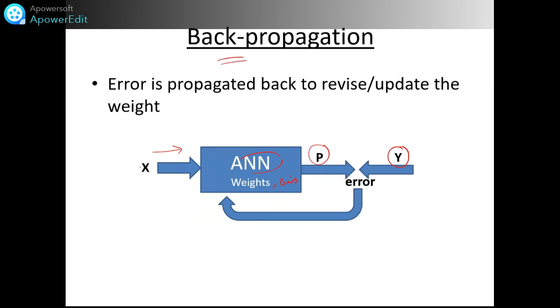Here you can see we apply this X over the artificial neural network model, and inside there is nothing, only weights and bias to train and learn. We get the output as the predicted value p, and y we take from the actual values, and we estimate the error. This error is back propagated to update the weights and bias of the model. That's why the name is backpropagation, meaning the error is propagated back into the model.